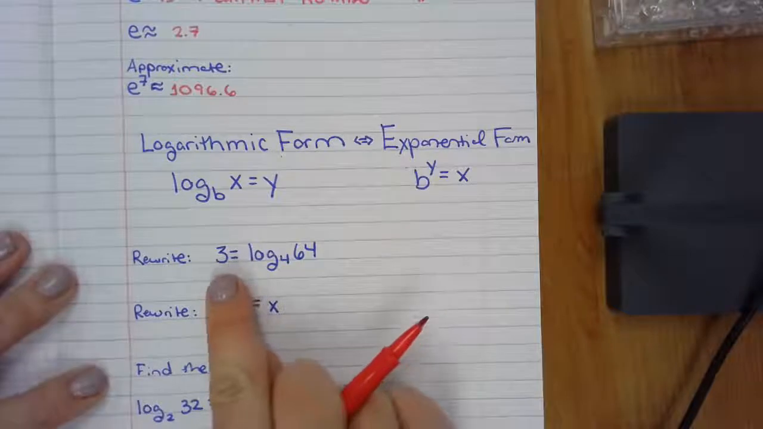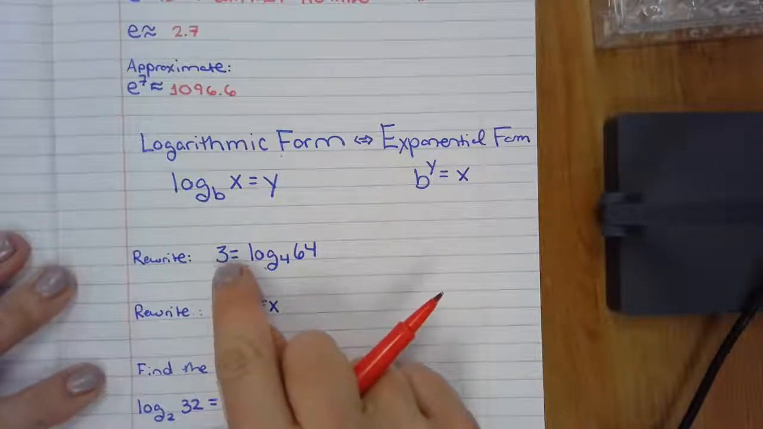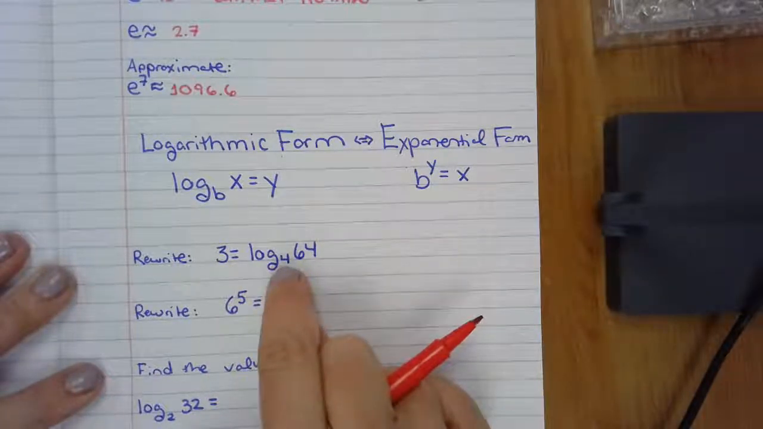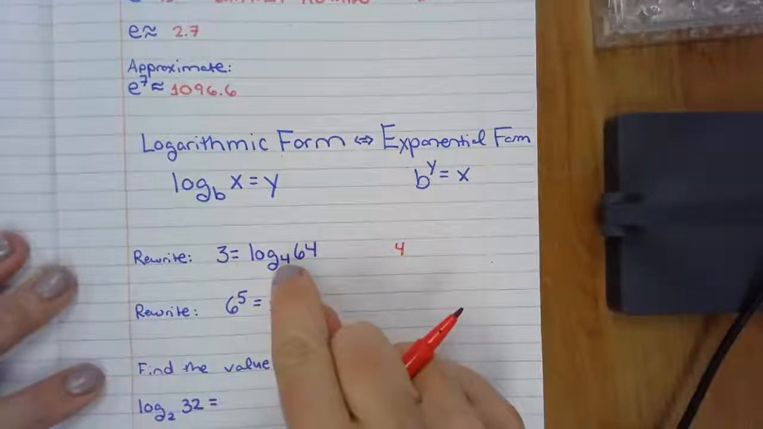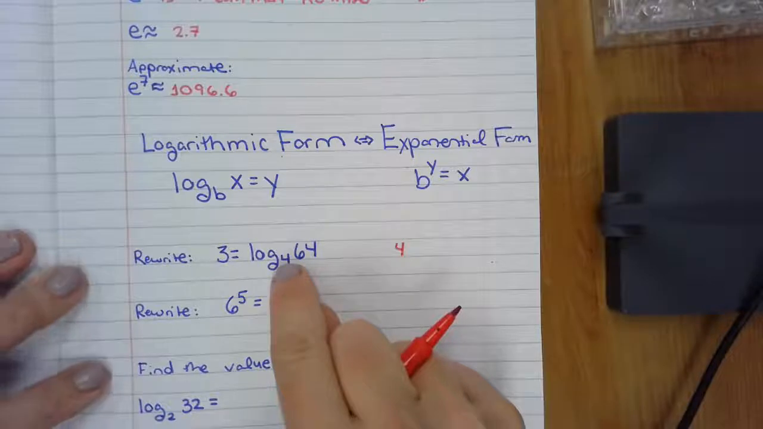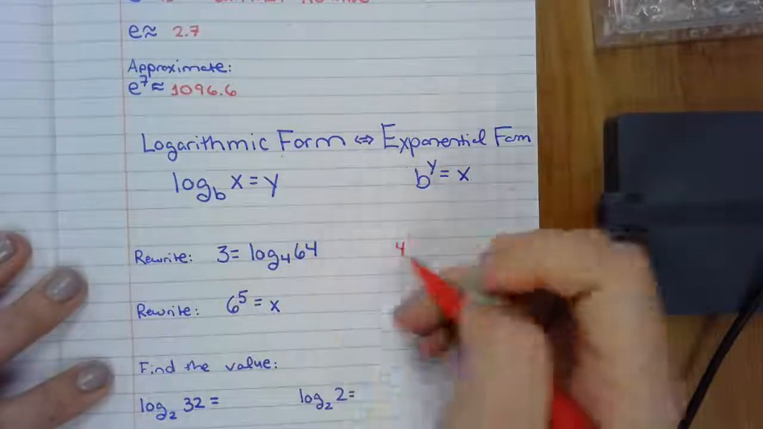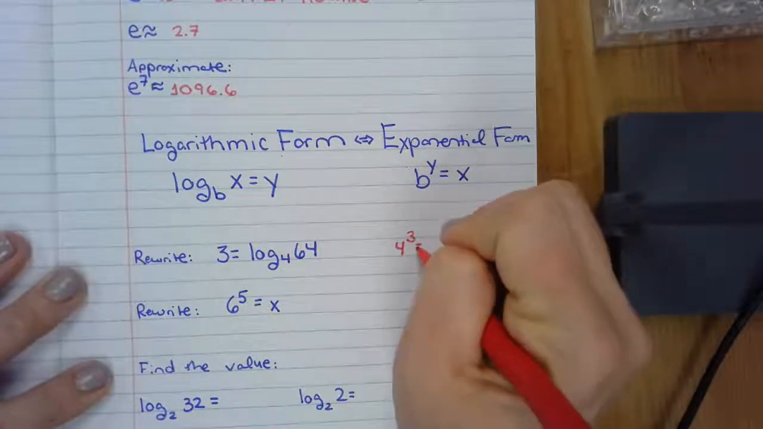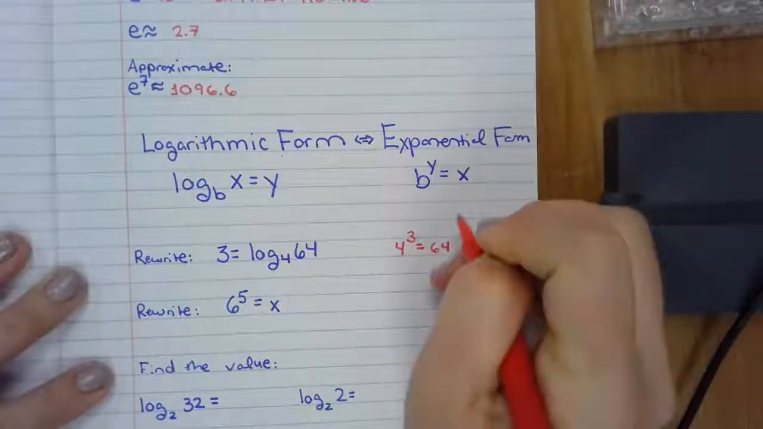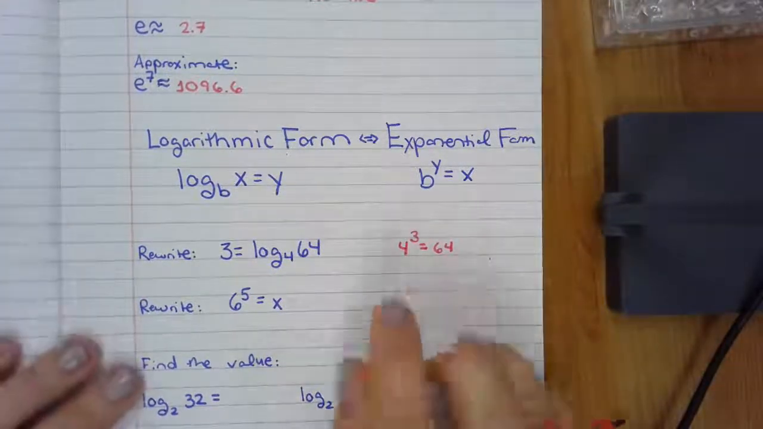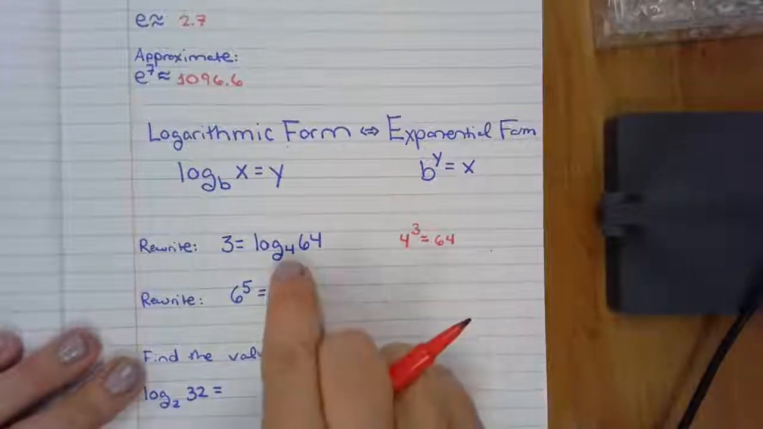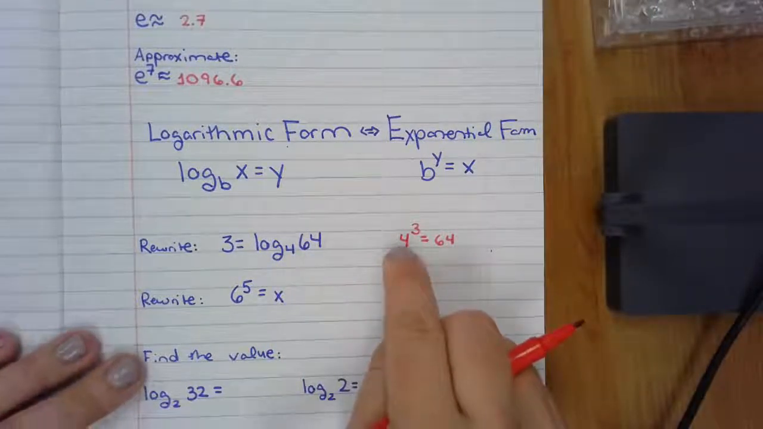Hit pause so you can write it down. But all I'm going to do is pick out in this log that it says base of 4. So to switch it over, I'm going to start with the 4. So base of 4. Then it can never touch the 64 again, so 3 comes next, equals 64. And it should make a true statement if we look at it. 4 to the 3rd power is 64. So base of 4, base of the exponent.